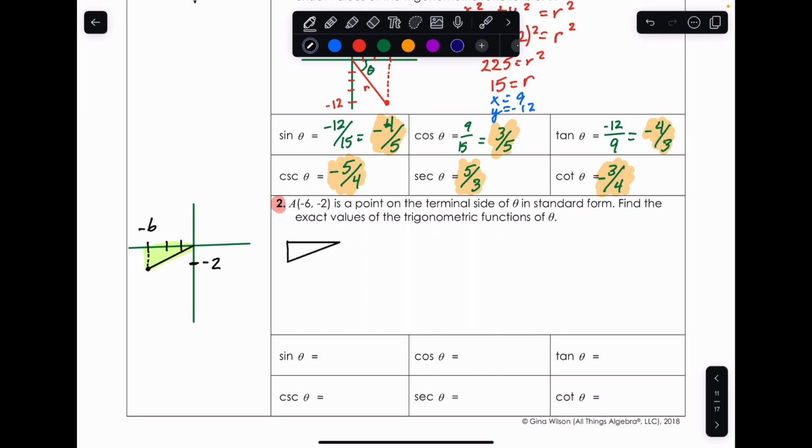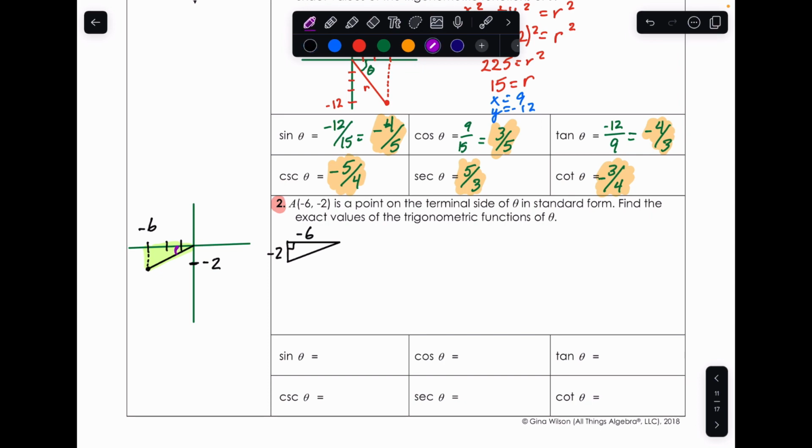Something like that. That's a right triangle. And what is the length of this side? Well, that's just our y value, -2. And then what is the length of this side? Again, that's just our x value, so -6. And we're looking for that inside angle.